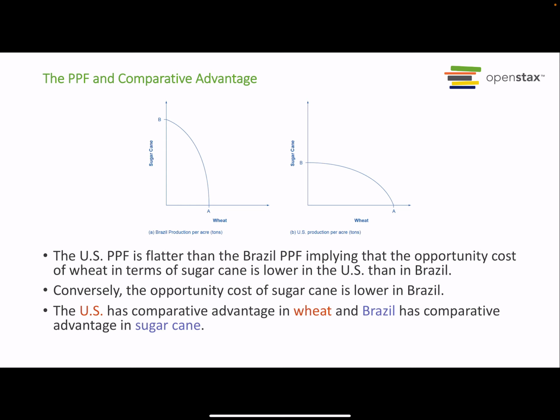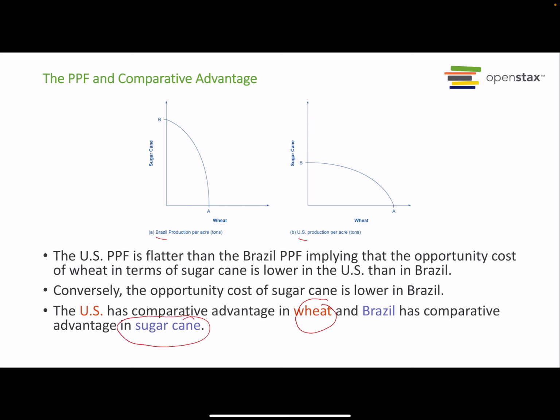So here we have two different PPFs. Here on the left, you have Brazil and their production of either sugarcane and wheat. And then on the right, we have the U.S. with those same two goods. Notice that the U.S.'s PPF is flatter than that of Brazil. This means that the opportunity cost of wheat in terms of sugarcane is lower in the United States than it is in Brazil. When we look at Brazil's PPF, we would see the opportunity cost of sugarcane is lower. So what does that mean? It means the U.S. has a comparative advantage in wheat, and Brazil has the comparative advantage in sugarcane.